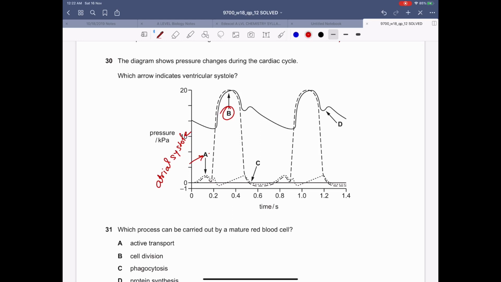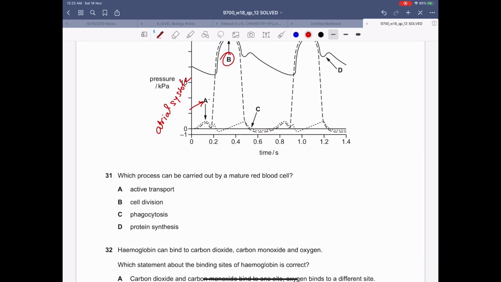Number 30, option B. Which process can be carried out by a mature red blood cell? Option A, active transport. Option B, cell division. Obviously not cell division. Phagocytosis cannot do. Protein synthesis cannot be done as well. So active transport only. So option 31, A.